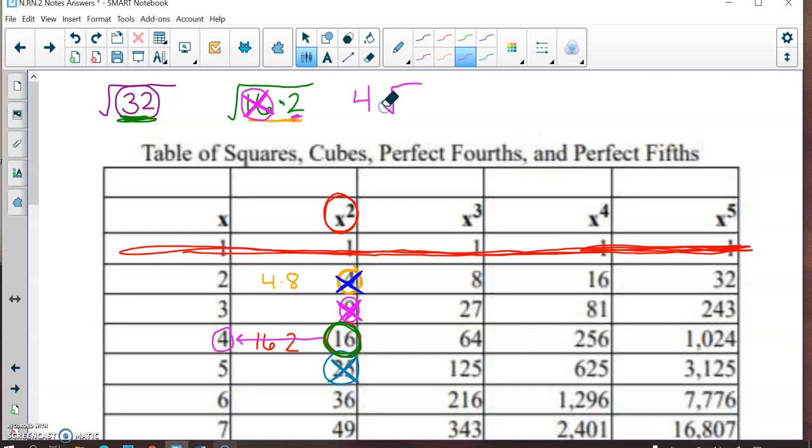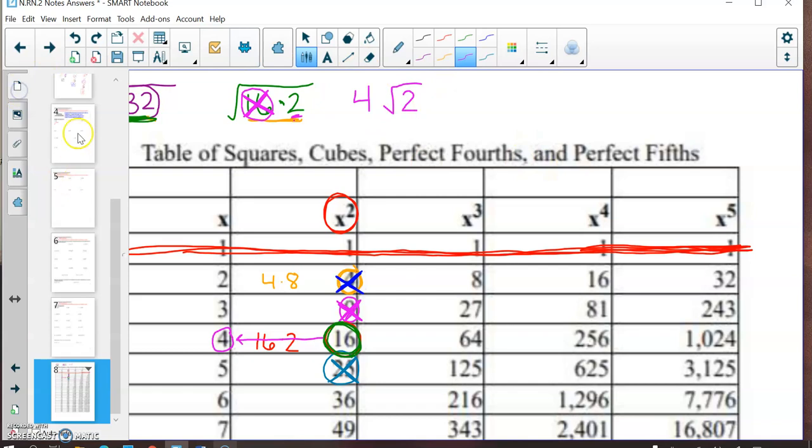2 is not a perfect square, and 2 does not have any perfect square factors, so we can't do anything with that 2. In fact, if you do the square root of 2 in your calculator, it comes out to be a very long decimal, and I don't want you to do that because we're not going to round, we want to be exact. So 4 root 2 would be your final answer.